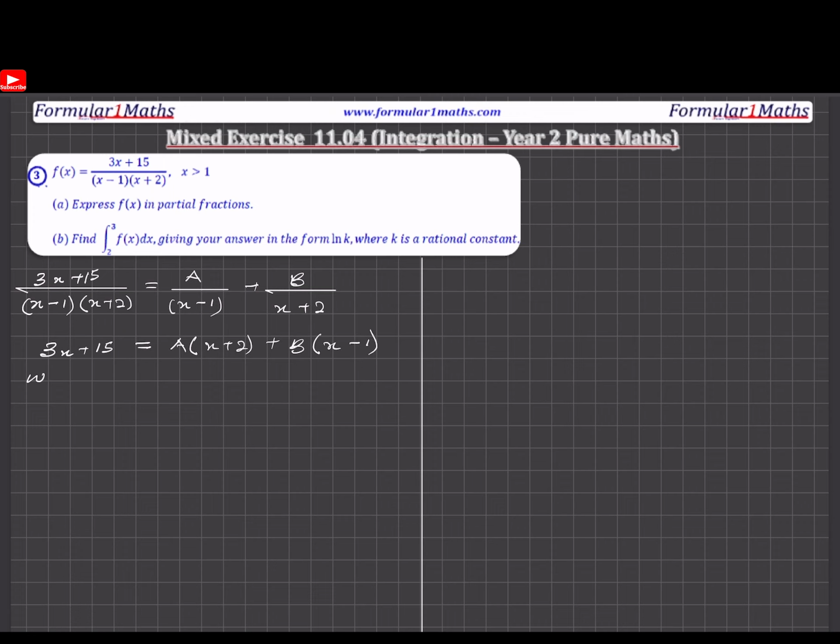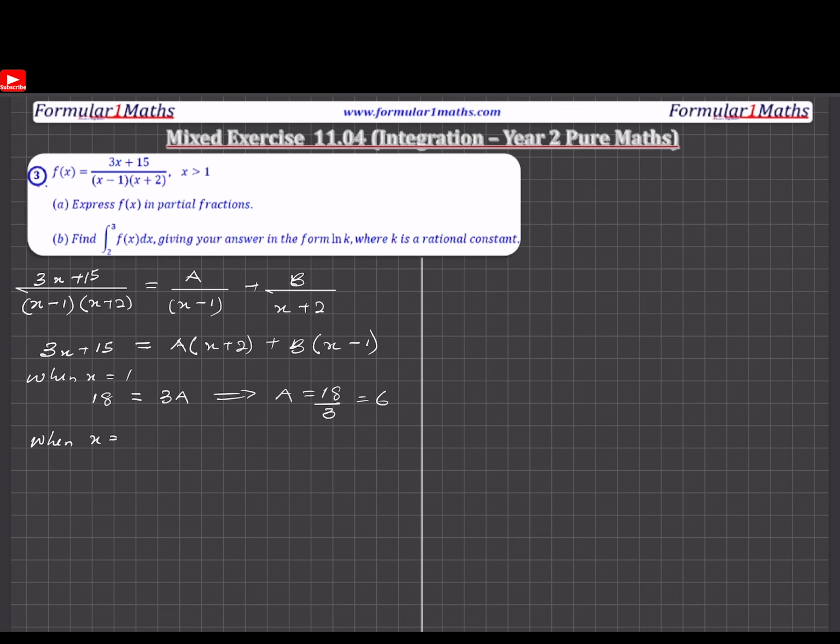Then when x is equal to 1, the whole of this term becomes 0, and the left-hand side will be 3 plus 15, and that will be 18. So I have 18 is equal to 3a, which implies that a is equal to 18 over 3, which is equal to 6.